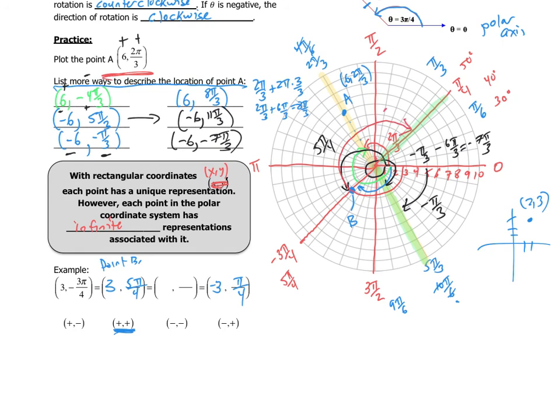And that angle negative is negative 7 pi over 4. The other way to think of it is take pi over 4 and subtract 2 pi, get a coterminal angle. So pi over 4 minus 8 pi over 4 is negative 7 pi over 4. So a negative angle is going to be negative 7 pi over 4. And the negative value for r is negative 3.